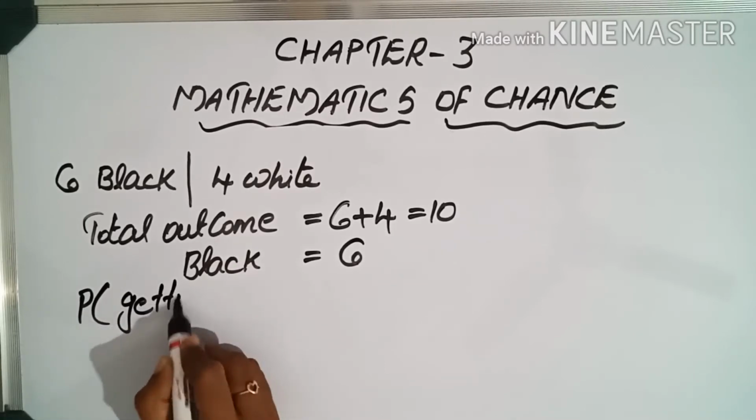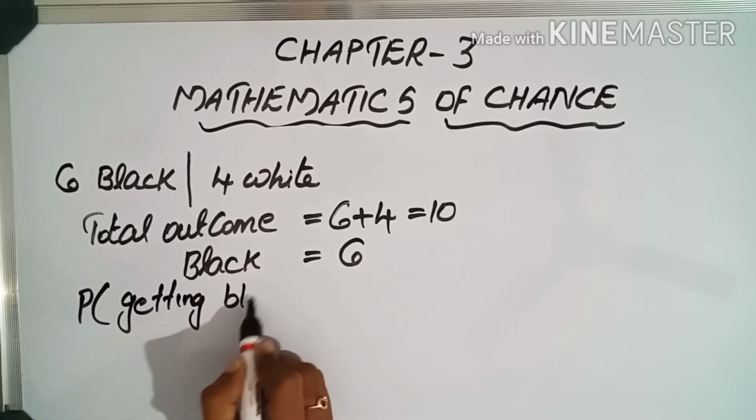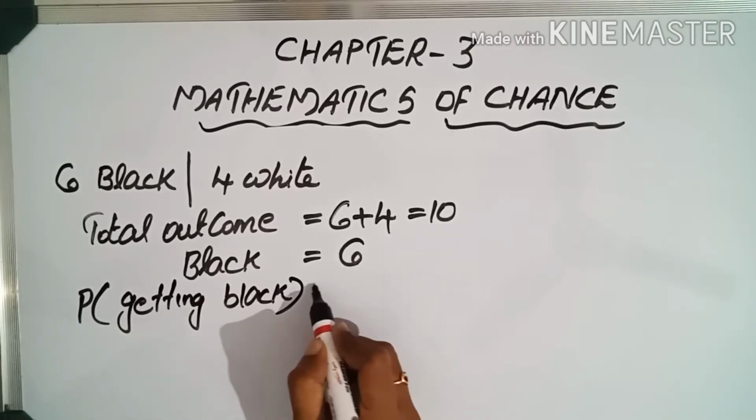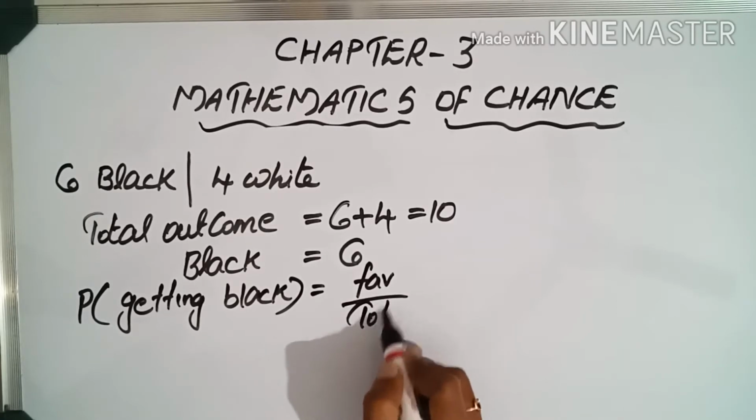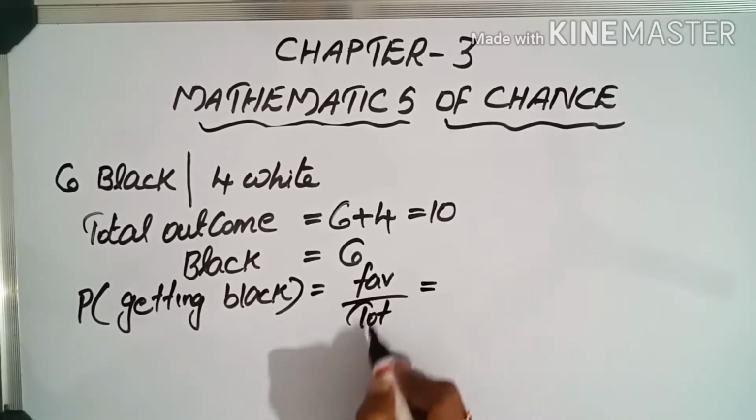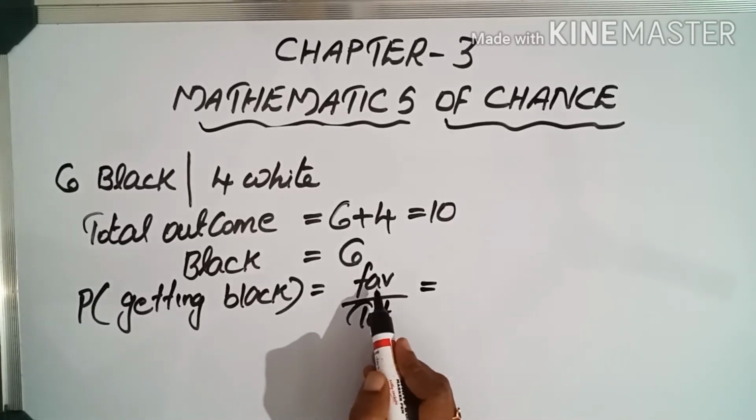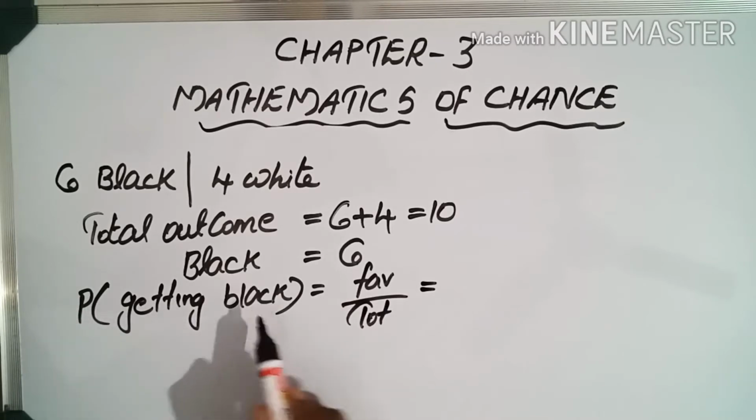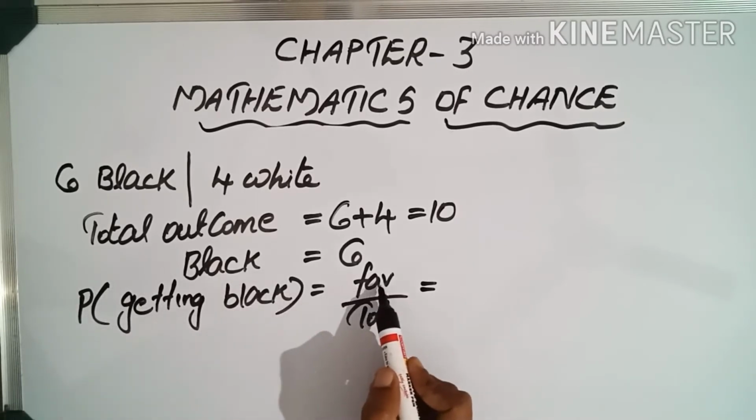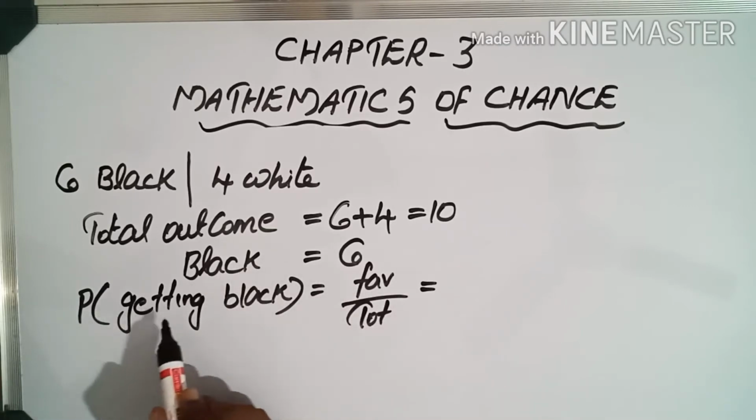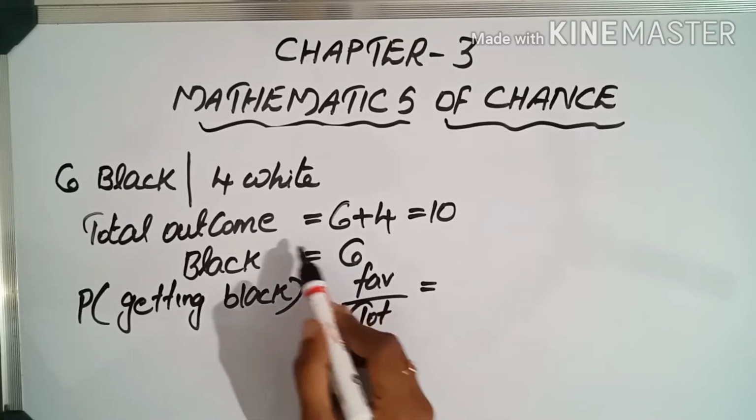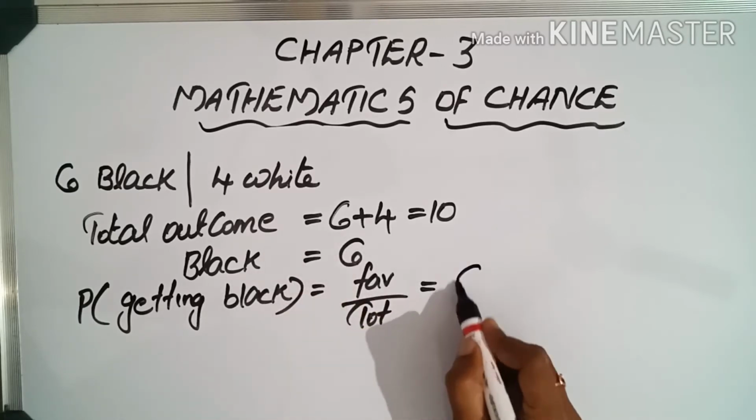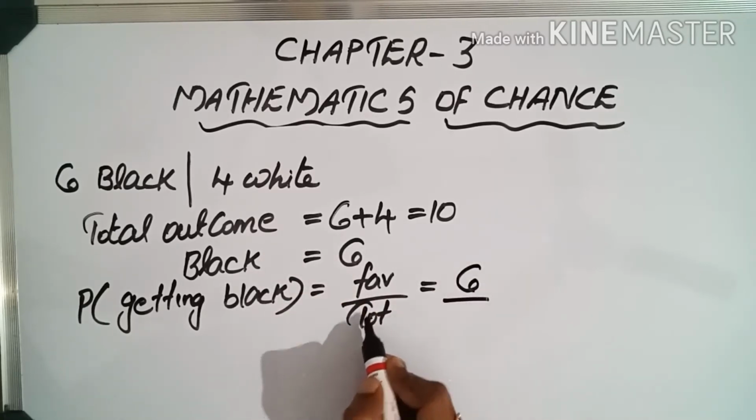Then the question is the probability of getting black. What is the equation? Favorable divided by total. So here, favorable means the number of black balls. In order to find the probability of a black ball, we need to write the favorable number as black's number, that is 6. So 6 by total outcome.